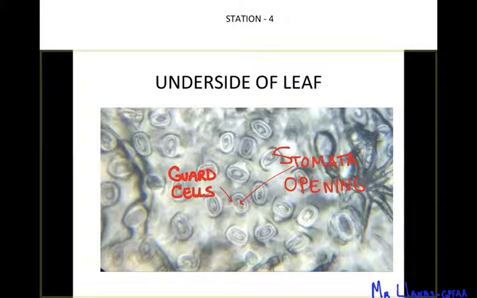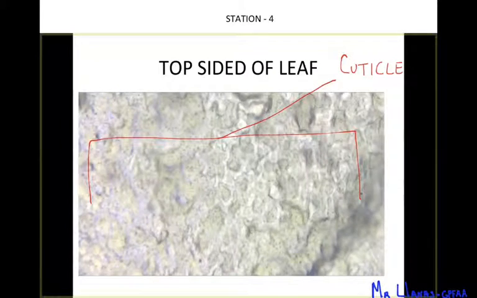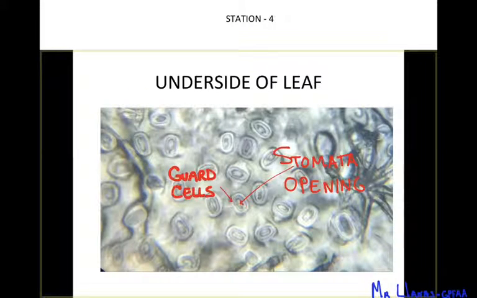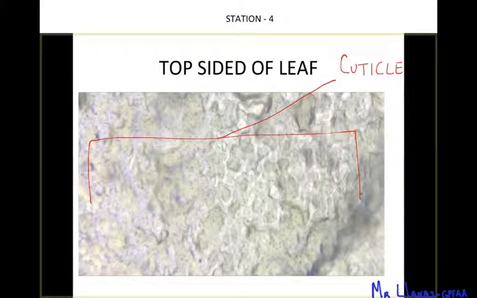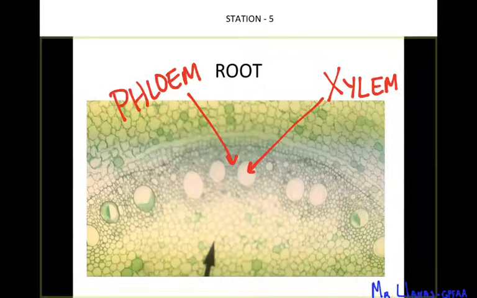Remember that a lot of the stomata is going to be on the underside of the leaf because the sun doesn't hit it directly, so it's much cooler, and not a lot of water is going to be lost. If you compare the underside, you can see all kinds of stomata here. If you go look at the top side, there's no stomata on this leaf at least. The only thing we could see is the cuticle, which we already mentioned earlier, and that's just to prevent water loss.